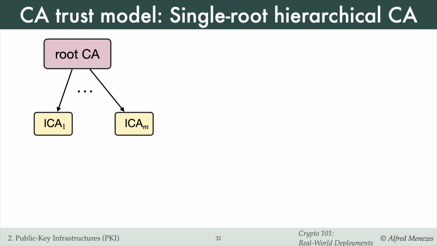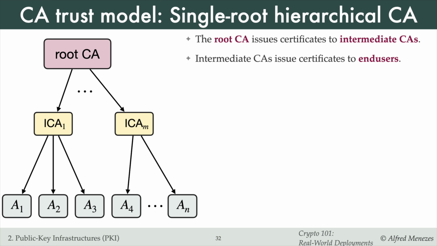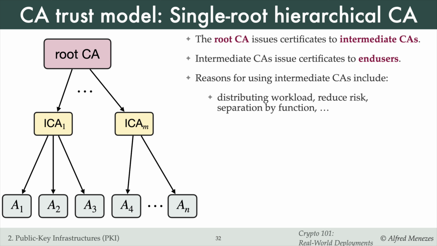In the single root hierarchical CA model, a root CA issues certificates to intermediate CAs. The intermediate CAs in turn issue certificates to end users. Intermediate CAs are used for several reasons, including distributing workload, reducing risk, and separating functions within the PKI.